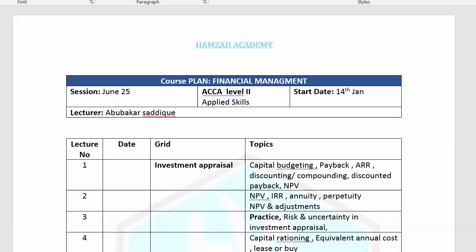Now, in this grade, we will discuss capital budgeting. We will discuss payback period. We will discuss accounting rate of return. We will talk about discounting, compounding, discounted payback, NPV, IRR, annuity, perpetuity. We will talk about risk and uncertainty in investment appraisal. We will discuss a topic named capital rationing. We will talk about equivalent annual cost. We will talk about lease or buy decision. These topics we will cover in investment appraisal.